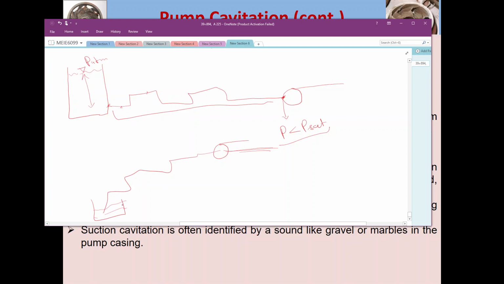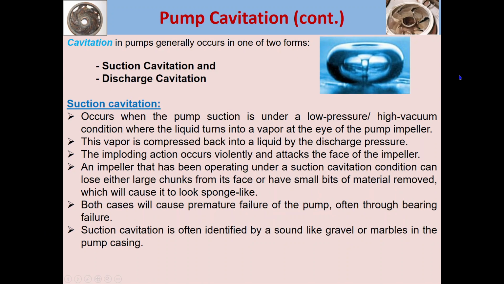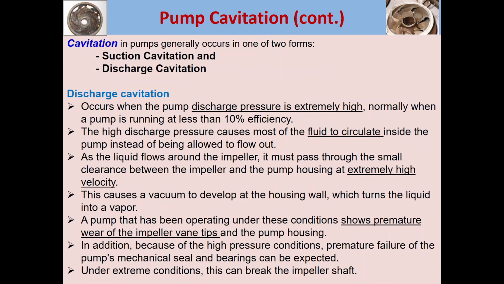So when the pump is sucking the water from the tank, there is a lot of pressure loss here, as well as not enough pressure available in the tank. Effectively, that makes a low pressure at the pump suction side. That is the reason the pressure at the suction of the pump goes below the saturation pressure and cavitation occurs. The second type of cavitation that occurs in the pump is the discharge side cavitation.